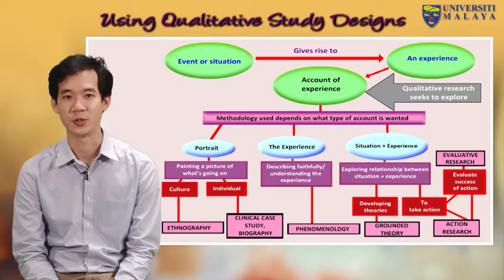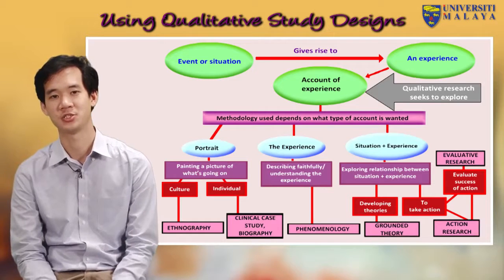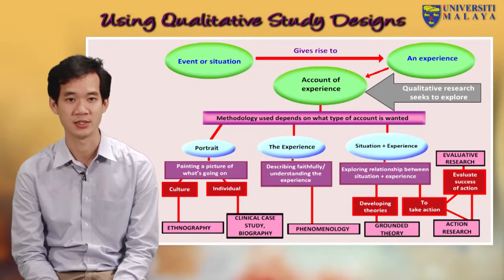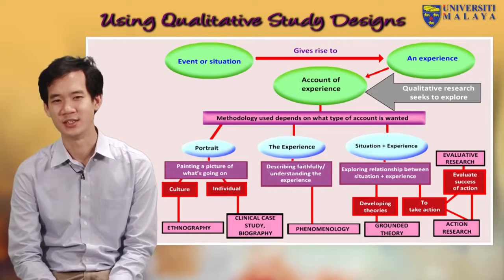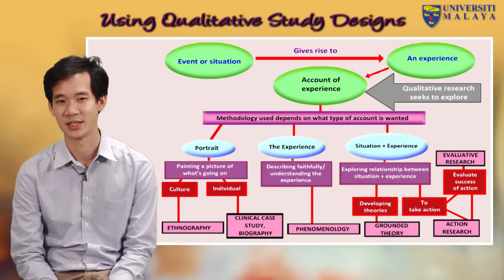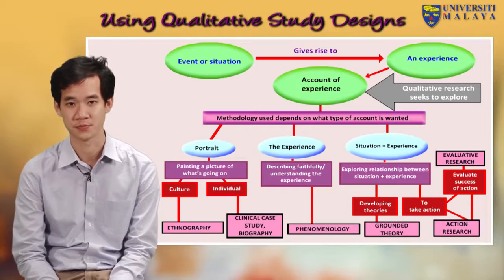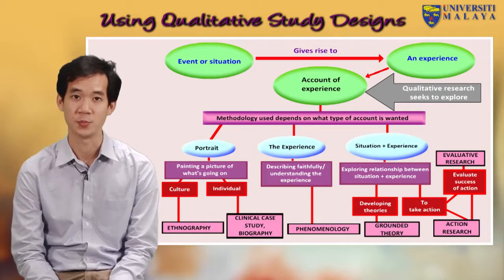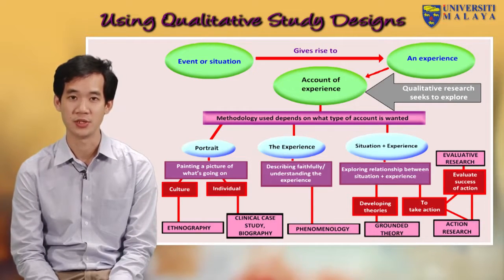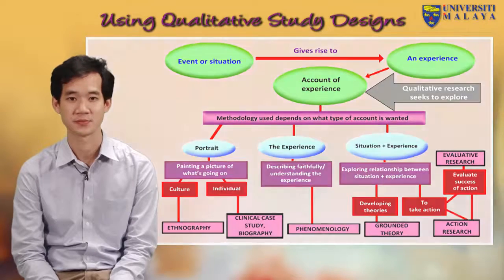On the other hand, if you are interested in people's subjective experience, you would probably use a phenomenological approach to describe or understand this experience. If you want to explore the relationship between the situation or the context and the experience, you would probably aim to use a grounded theory if you are seeking to build a theory or model of that relationship. However, if you want to take action in that situation, then you would probably use action research or evaluative research to evaluate the success of the actions that you have taken.